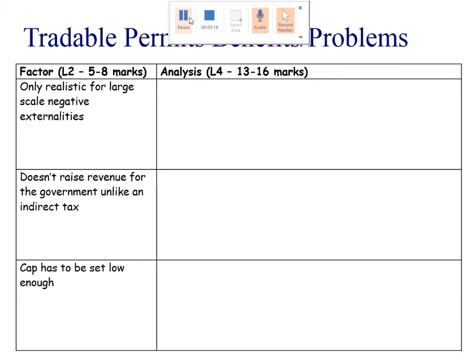Also, your third negative, and it's not so much a negative, it's not something too difficult to get right, but this is one of those factors that you could say the effectiveness of a tradable permit depends upon the cap or the limit being set low enough to enable the price of a permit to be high enough to give an incentive for firms to invest in cleaner technology and reduce the amount of pollution that they create. So if we just go back to the diagram, I can explain.